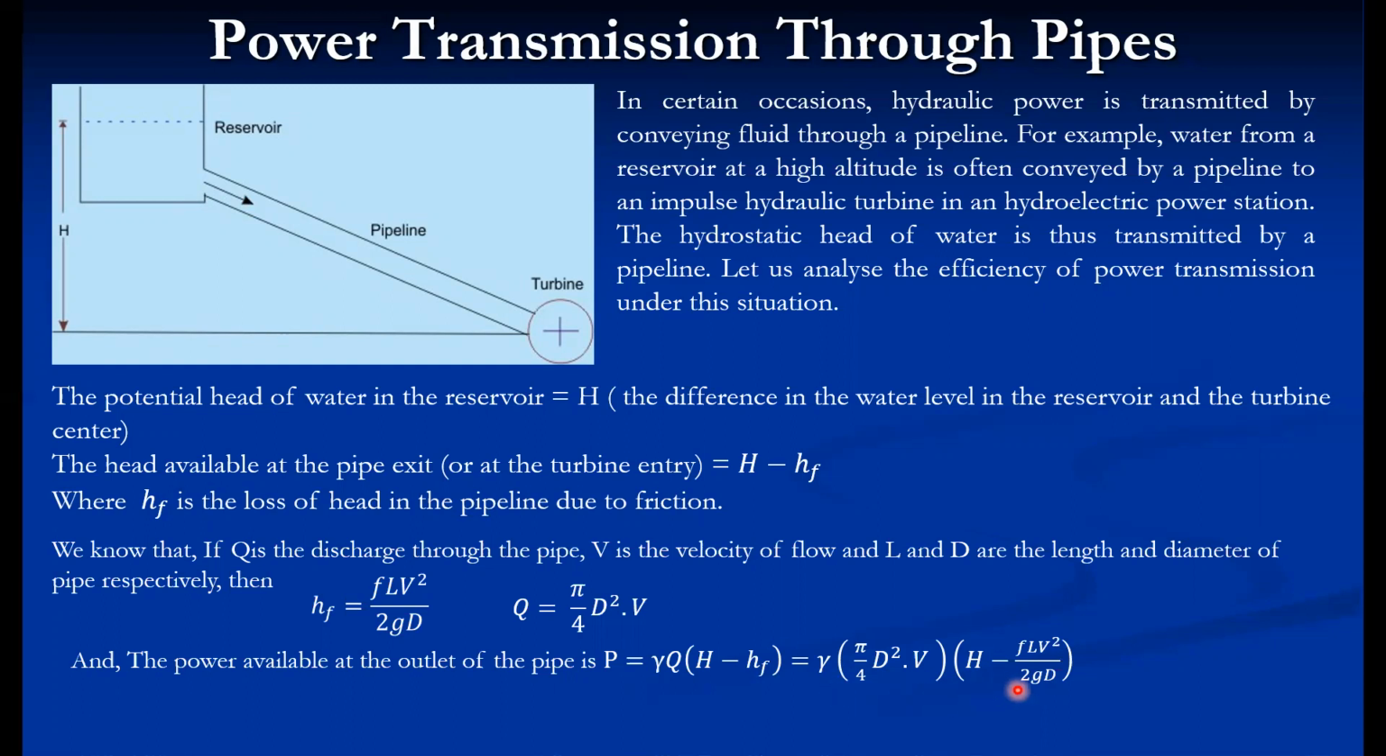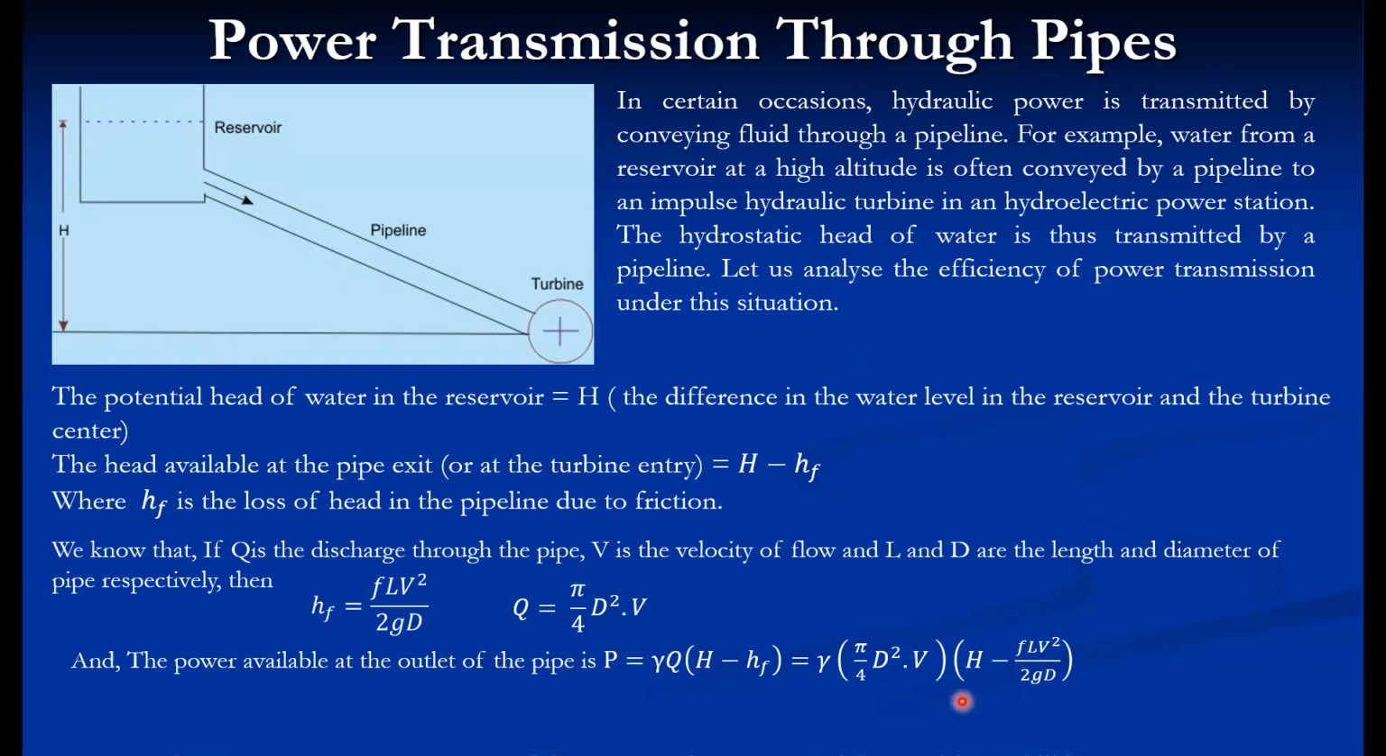The condition for maximum power, because our aim is to get the maximum power at the turbine. From this relation, we come to know that if we have to increase the power, we have to increase the velocity. But if we increase the velocity, at the same time HF increases, which is a negative factor. That means it tends to reduce the power as well.